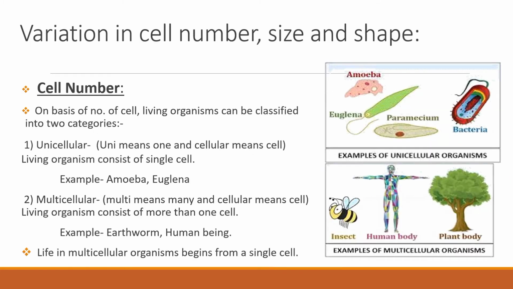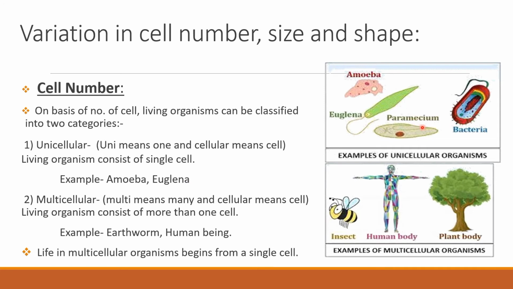Now let's talk about the variations in cell structure, size, and shape. There are thousands of cells in our body, and based on the number of cells, we divide organisms into two categories: unicellular and multicellular. Uni means one and cellular means cell, so a living organism which consists of a single cell is unicellular, like amoeba and euglena.